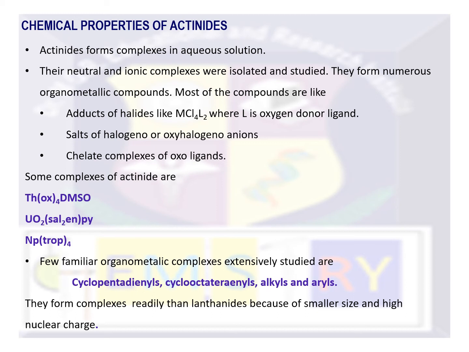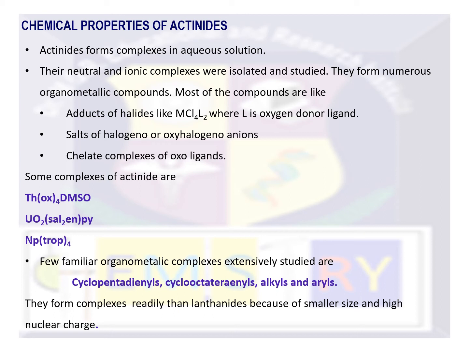Some examples are given here. First one is with respect to thorium. Thorium tetraoxalato DMSO. So DMSO is an organic one. The ligand oxalate is also here. So this is a coordination complex. The next complex is with respect to uranium, and SaL2 is the salicyl halide. Next one is with the neptunium complex, and TRIOP is the tropamine, which is an amino acid. So these are a few examples of complexes of actinides.